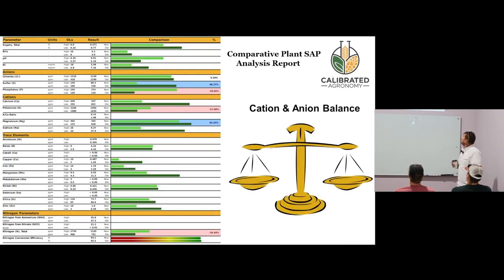This is what a report looks like, but at the end of the day, it's about anion to cation balance: looking at your positively charged nutrients versus your negatively charged nutrients, and the ranking or the relationship between those. One of the biggest things I do when I look at a sap report is look at the negatively charged nutrients and rank them in my mind. I take chloride, nitrate, phosphorus, and sulfur, and I try to put them in a visual ranking.